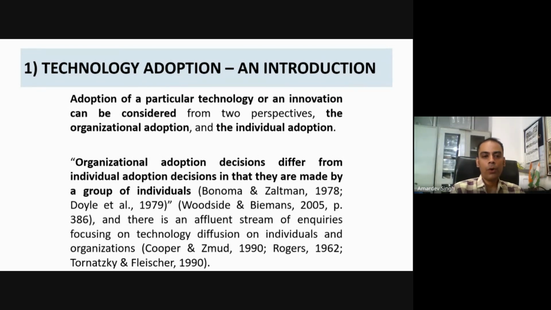Organizational adoption differs from individual adoption decisions in that they are managed by a group of individuals, as put forth by Bonema and Zoltman in 1978, Doyle et al. in 1979, and Goodside and Women's 2005, page number 386. There is also an affiliate stream of inquiries focusing on technology diffusion at the individual and organizational level, as put forth by Copper and Zumet, and Rogers and Townley and Fisher.